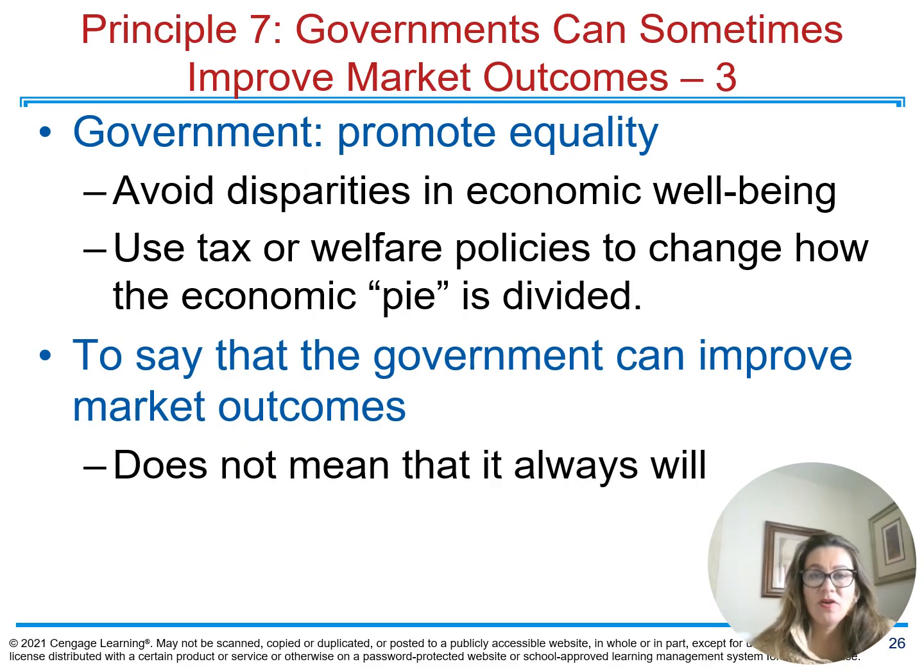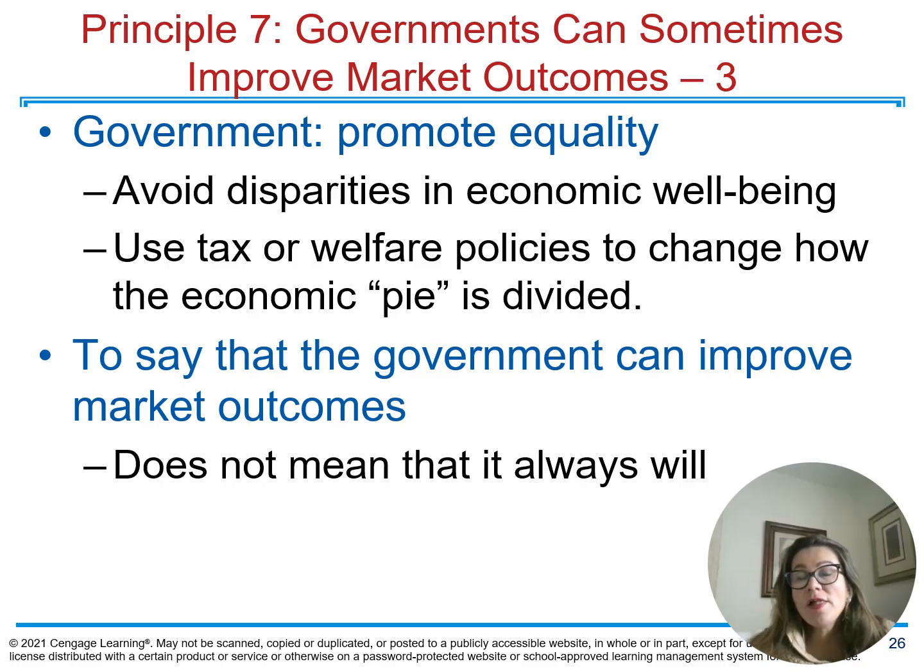So some economists believe that government should also promote equality, right? Remember with equality, we said that it was the equal distribution of resources in the economy. So what governments would do is that they would avoid disparities in economic well-being, and they use tax or welfare policies to change how the economic pie is divided. So there would be some transfers to people that may need it the most, right?